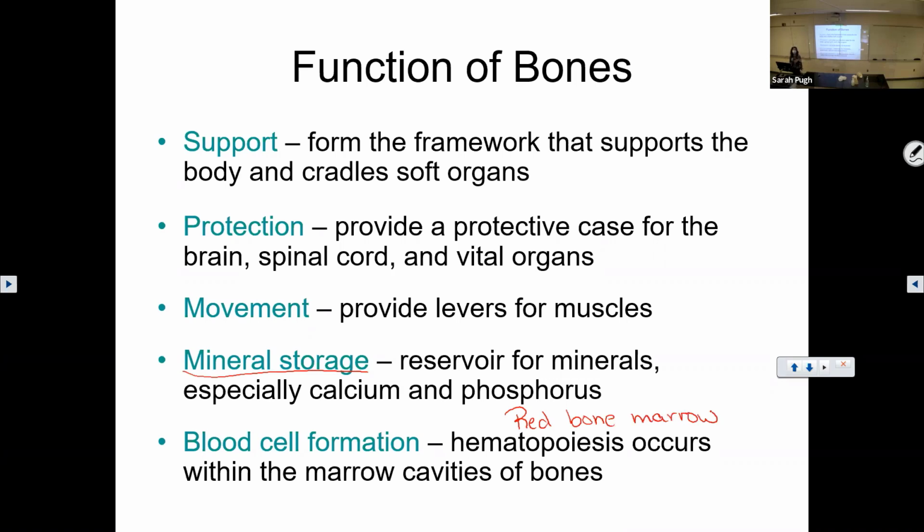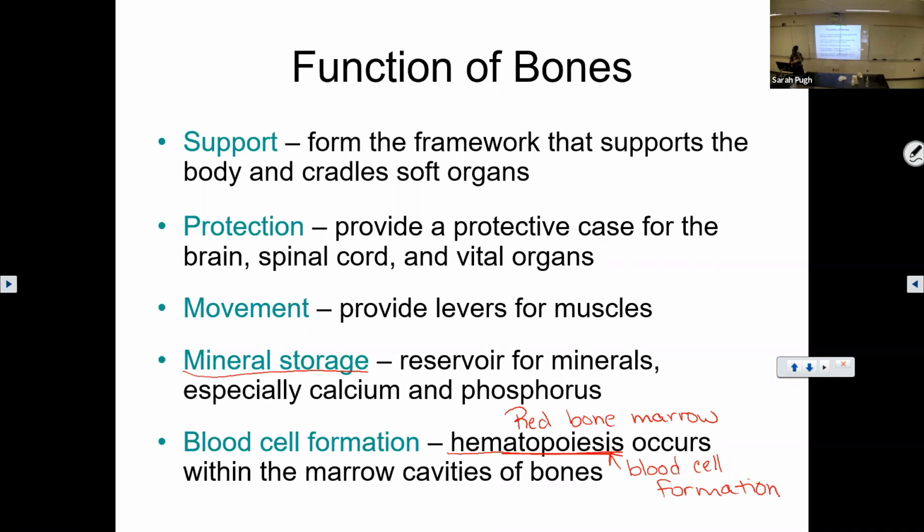And red bone marrow is the site of what's called hematopoiesis. Hematopoiesis is blood cell formation. So this is where you are going to be making red blood cells, white blood cells, and platelets.